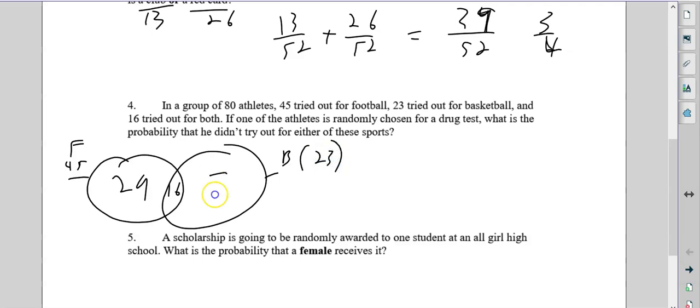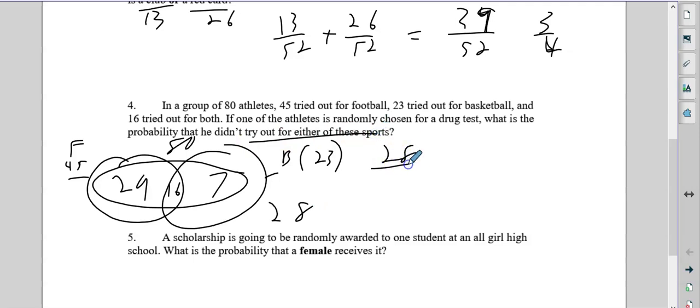And if you subtract the 16 out, that leaves you 7. There's 80 athletes total. Okay. If you combine these numbers and subtract from 80, that leaves 28 athletes. So that is 28 who did not participate or try out for either one of these sports. And that's what it's asking you. So that's 28 out of 80, and that reduces to 7 over 20. Divide them both by 4, or just put them in the calculator and let it do the work for you.